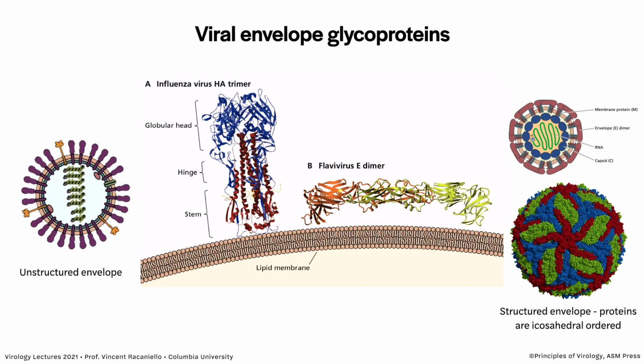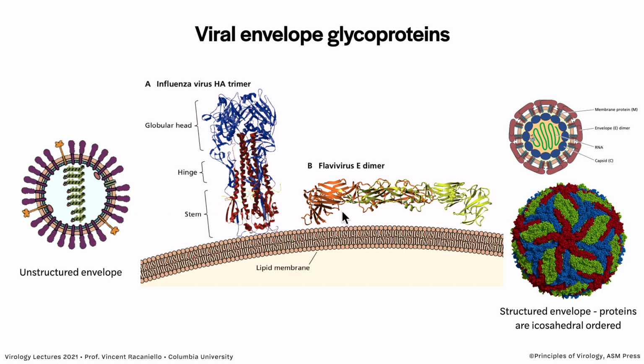These glycoproteins can be perpendicular to the membrane. So here's the influenza virus hemagglutinin, or HA. We're going to encounter this often in this course. It's perpendicular to the membrane. It's a trimer of 3 identical polypeptide chains. And you can see that reflected in the schematic.